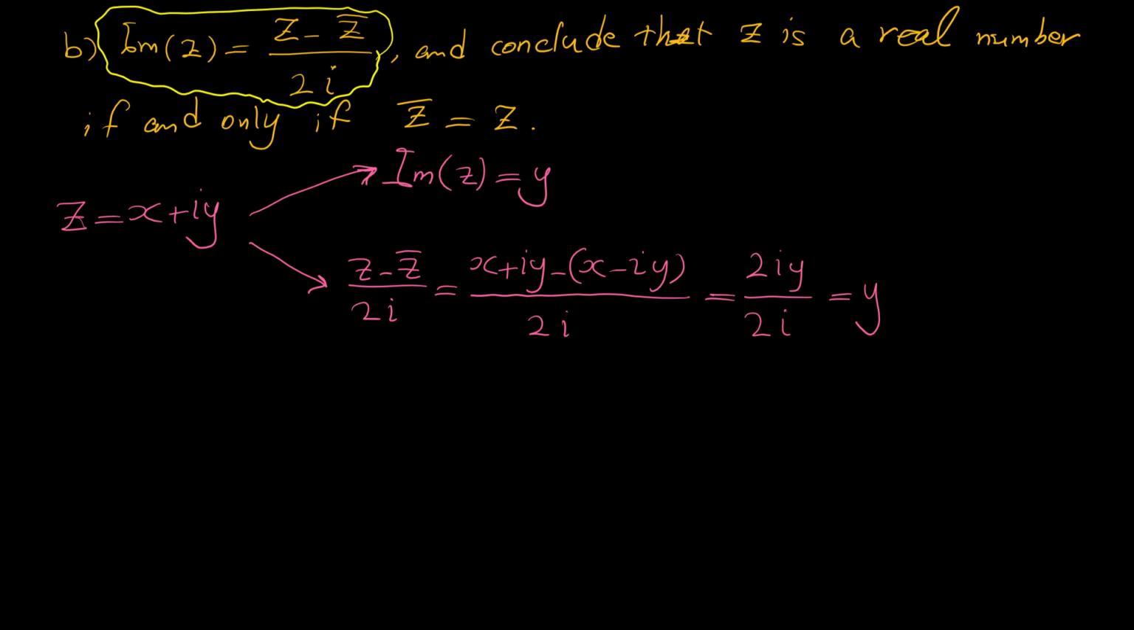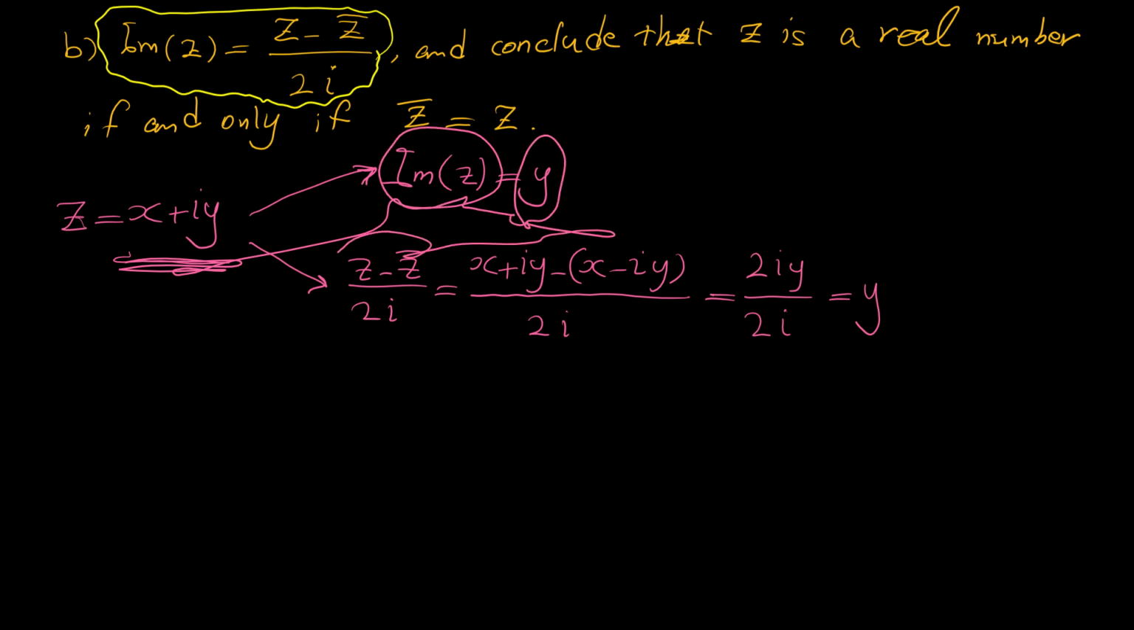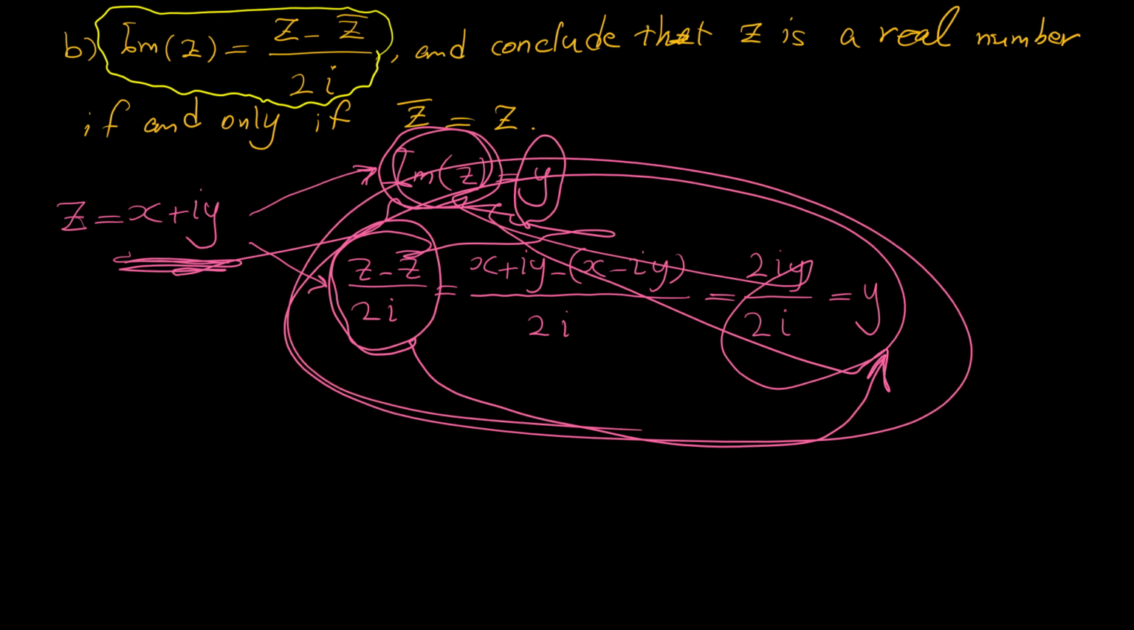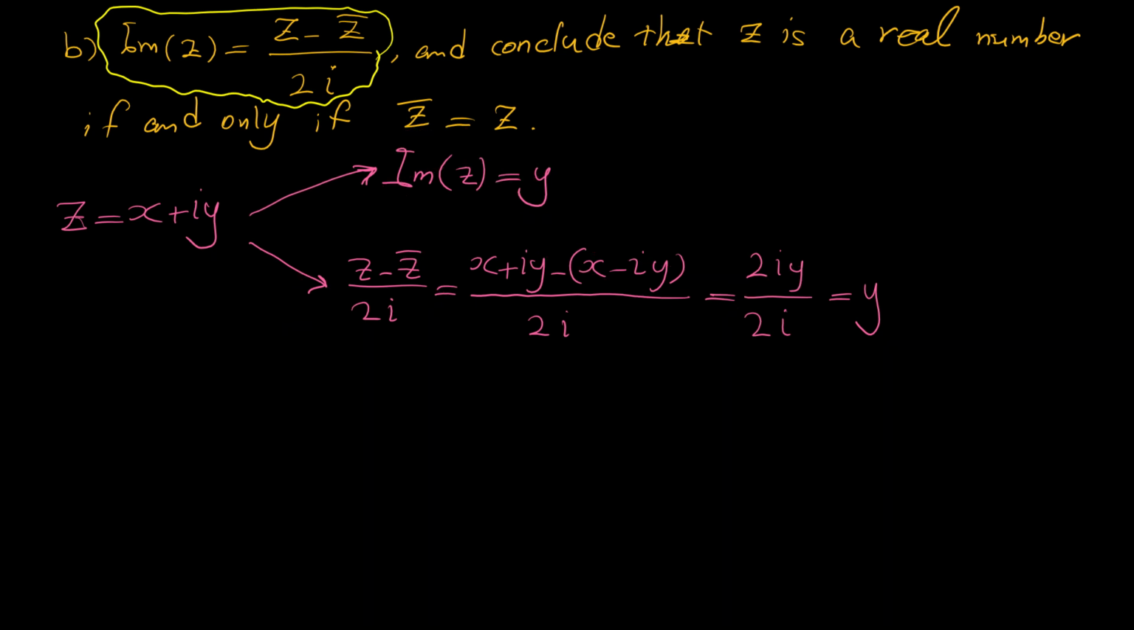Look at this. For any complex number like z, the imaginary part is y. Z minus z conjugate divided by 2i is also y. So this shows that these two are equal to each other, and this completes the proof of their identity. Now we want to use this identity and conclude that for any complex number z, that complex number z is a real number if and only if the conjugate of z is equal to z.